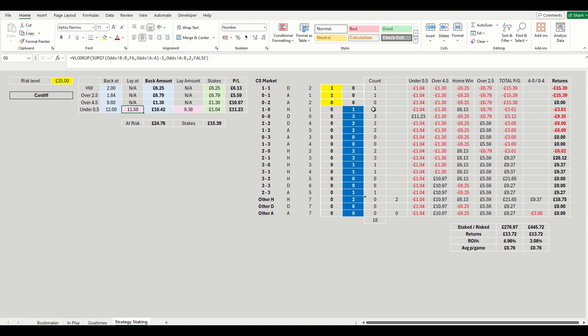Yeah, so this is the breakdown of all the games. This is the result based on the Betfair Correct Score market, and these are the occurrences. And then we've got how much you win on each market, should those outcomes come true, and then we've got the returns down here as well. So yeah, that's method 2.